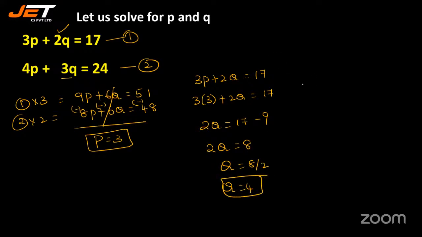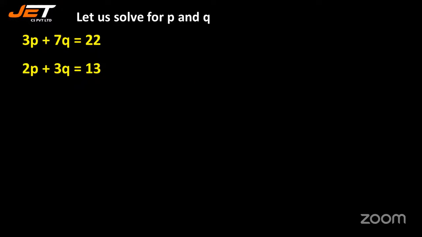Okay, so we can always do the checking in any one. Let's take 4p plus 3q. 4 into 3 plus 3 into 4. So 12 plus 12 is 24. So this is our answer. So our answer is correct. Okay. All right. Now let's move on to the next question.